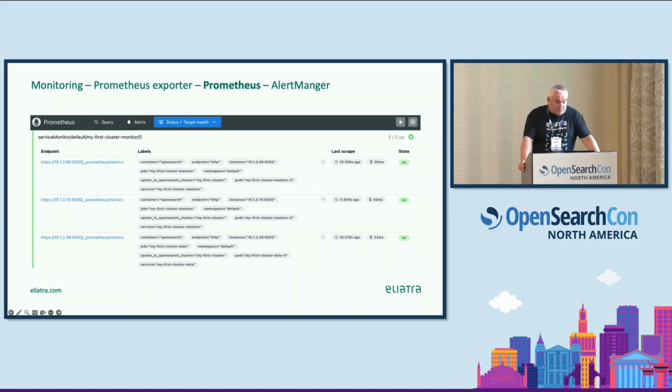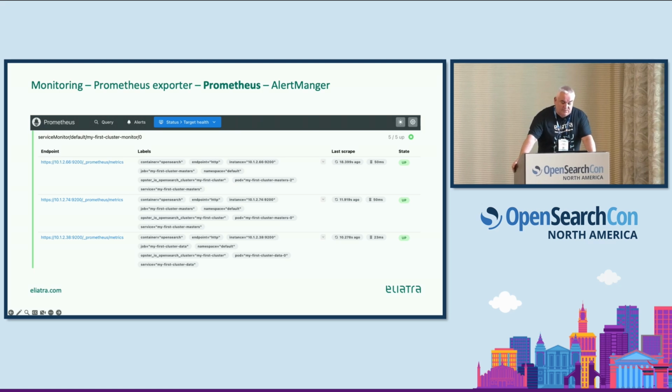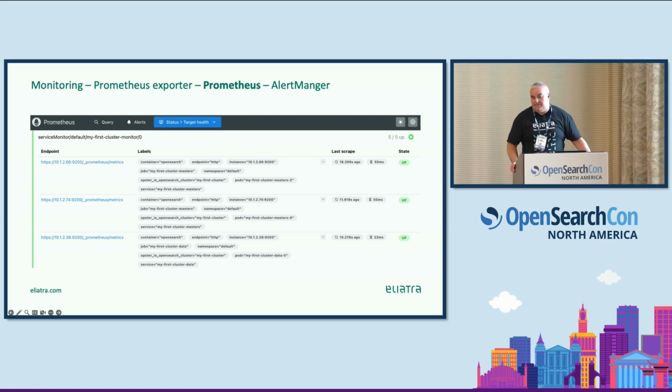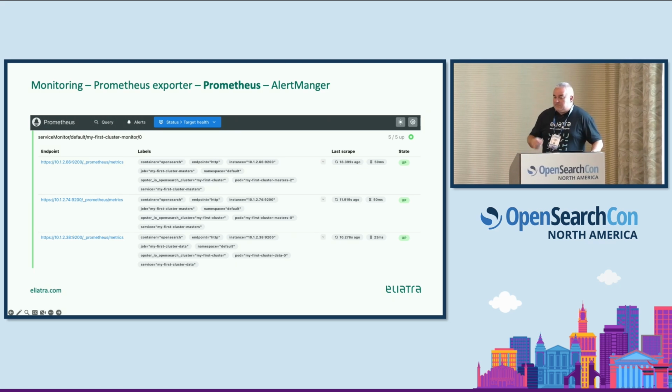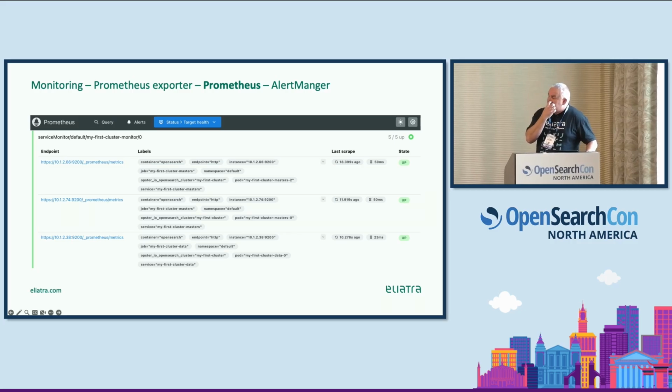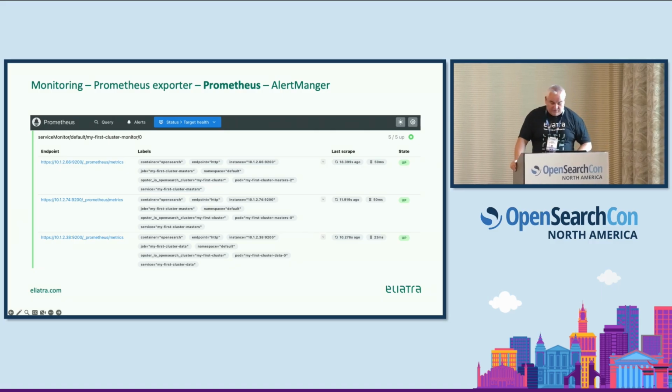So as you can see, we have multiple labels here. Also, the labels are set for the type of the node, so we can have a data master, also the cluster name, and of course the label for the Prometheus.